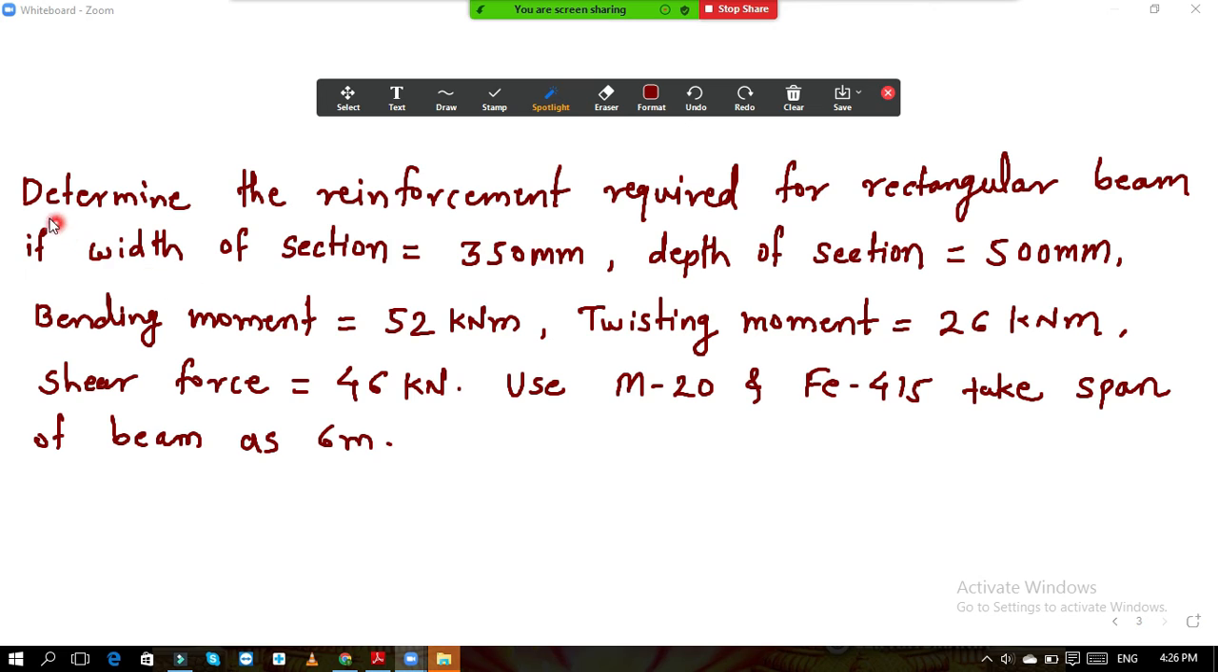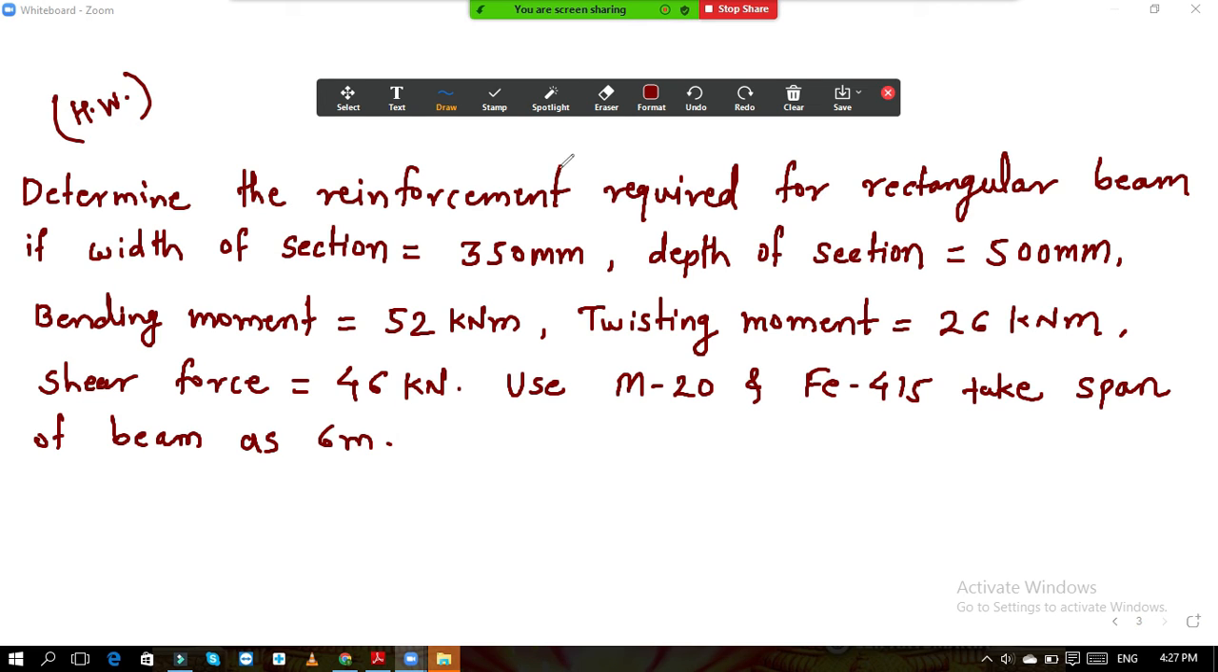The given problem: determine the reinforcement required for a rectangular beam if the width of section is 350 mm, depth of section is 500 mm, bending moment is 52 kN meter, twisting moment is 26 kN meter, shear force is 46 kN. Use M20 and Fe 415. Take span of beam as 6 meter. This is your homework problem. Solve this problem by yourself.